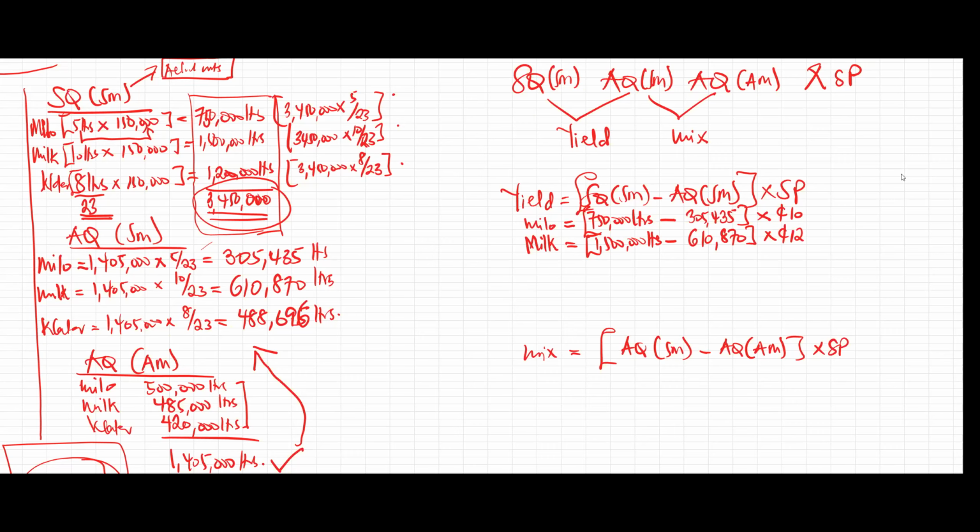Then what about water? Water is 1.2 million liters minus our 488,696. And then the standard price was what? 5 cedis. So that's your mix variance, it's your yield variance.